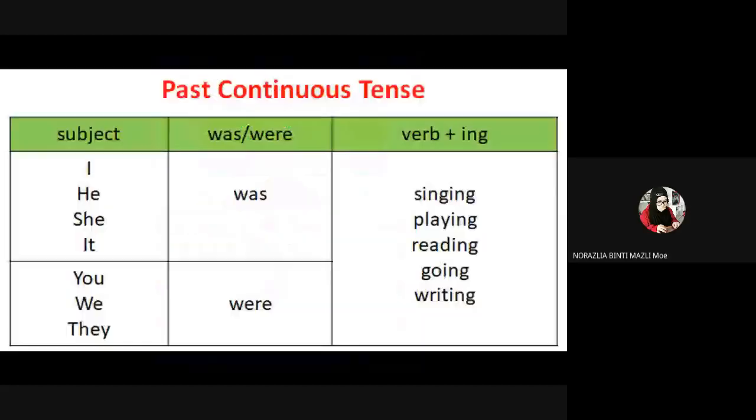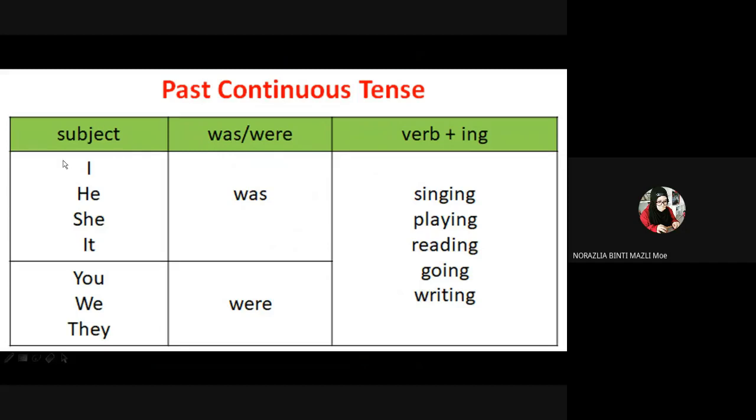Okay, faham tak? Faham. Okay, so past continuous tense, understand? Any question? Okay, very good. Move on. Okay, so this is the simple form of past continuous tense lah. The easier way for you to understand, okay?